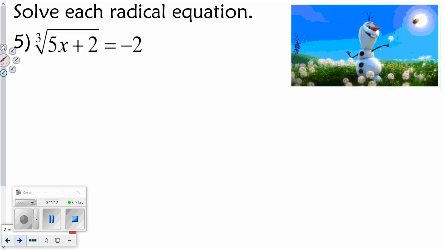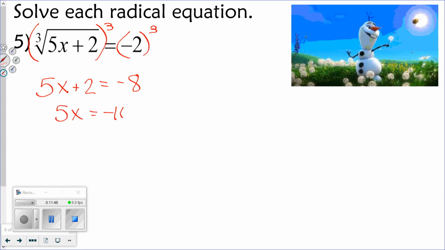Okay, number 5, the cubed root of 5x plus 2 equals negative 2. How do you undo a cubed root? You cube it. Yeah, so whatever that index number is, that's the exponent that you will raise it to. So the cubed root and cubing it will cancel that out, so it's just 5x plus 2. Negative 2 cubed is negative 8, good. And solve. Right, so 5x equals negative 10. So x equals negative 2.